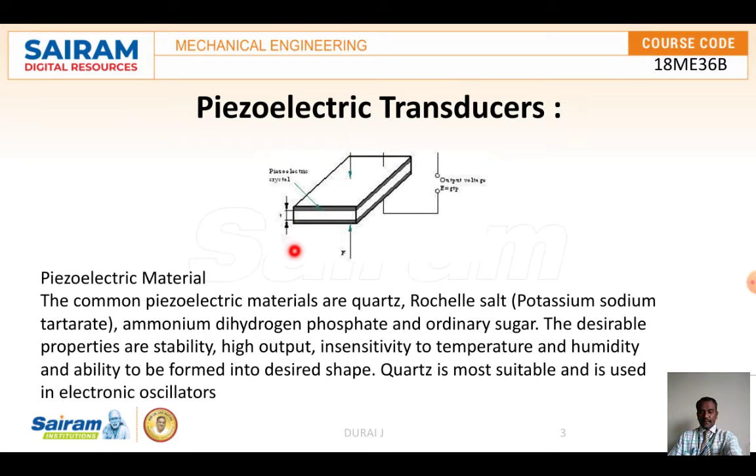Here the thickness is provided over here, and the piezoelectric crystals are given over here. The output voltage is connected between the top and bottom surfaces. The common piezoelectric materials are quartz, Rochelle salt, ammonium dihydrogen phosphate, and ordinary sugar. The desirable properties are stability, high output, insensitivity to temperature and humidity, and the ability to be formed into a desired shape. Quartz is the most suitable and is used for electronic oscillators.